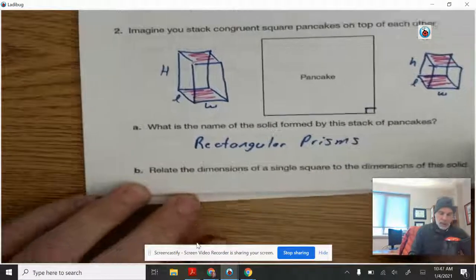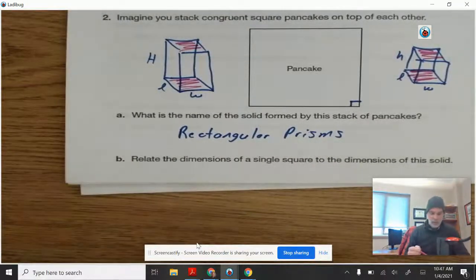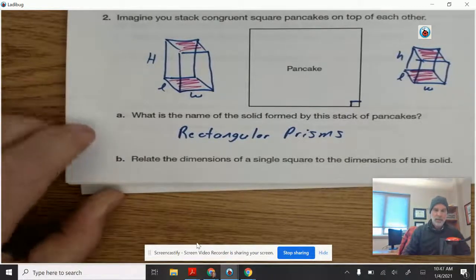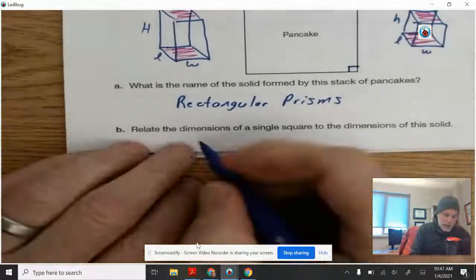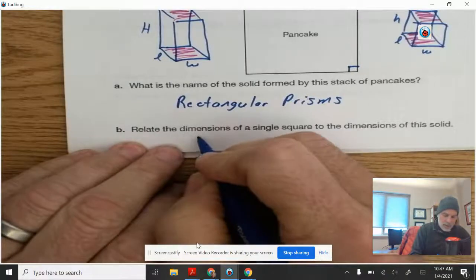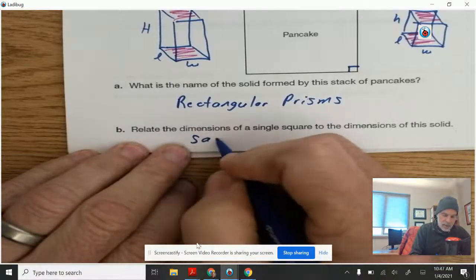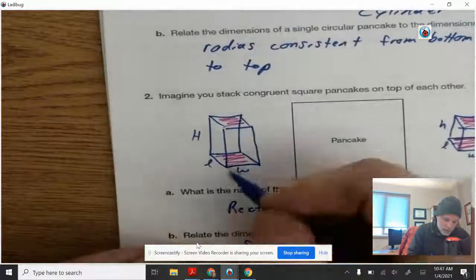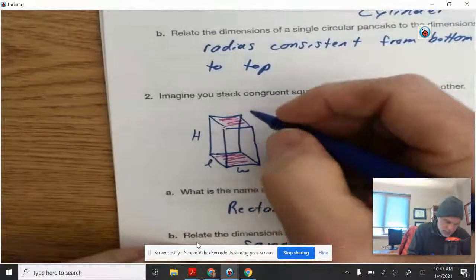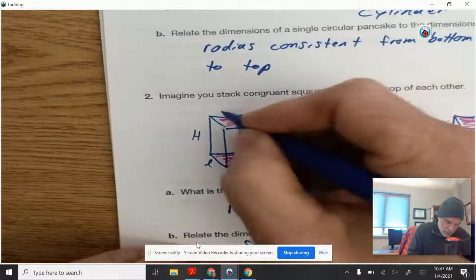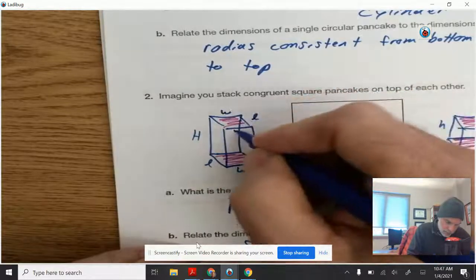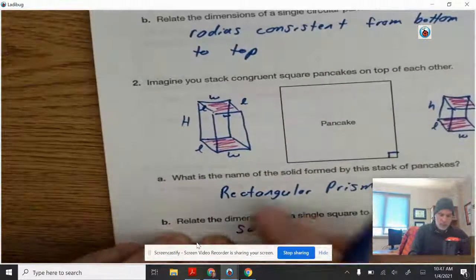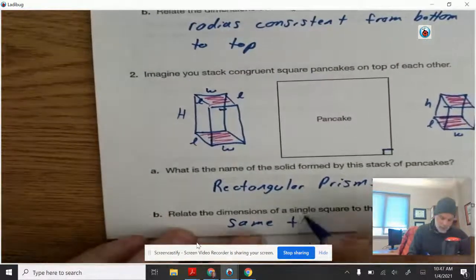Okay, relate the dimensions of a single square to the dimensions of this solid. We could say it's the same. They're consistent throughout, or the same throughout. This length and width, what we're getting at right here, this length and width is the same length and width up here. This would still be the length, and that'd be the width. All right, they're the same all the way through, same throughout.